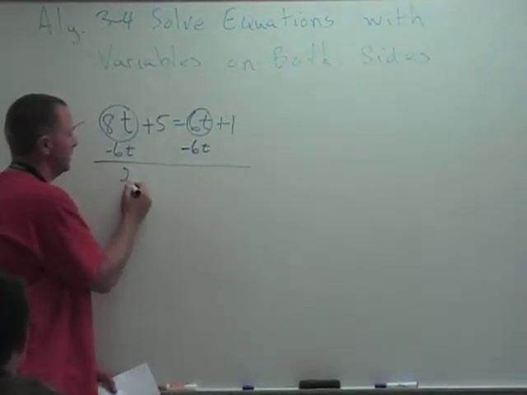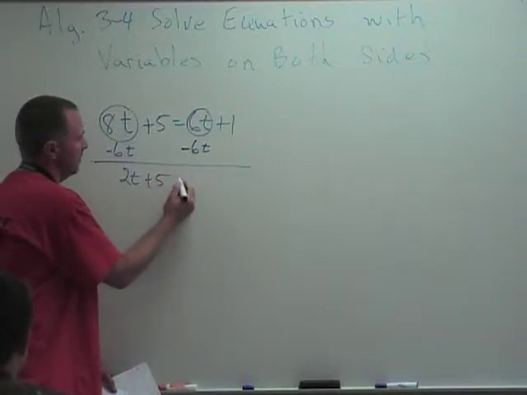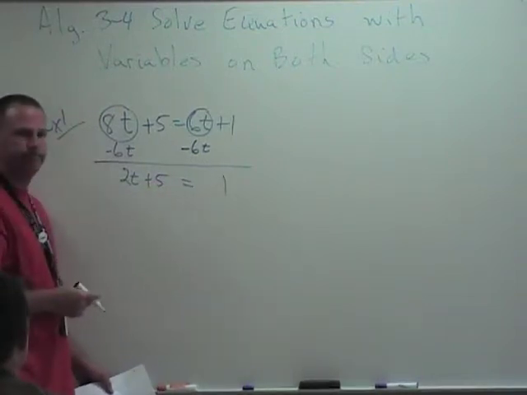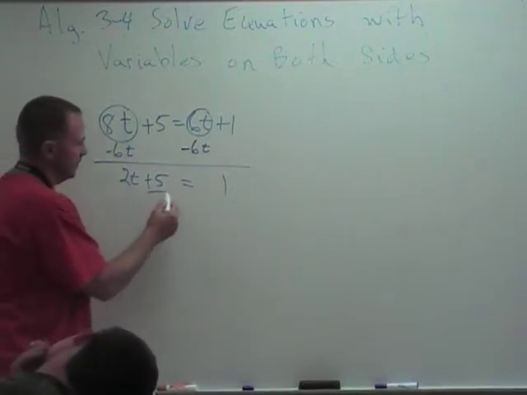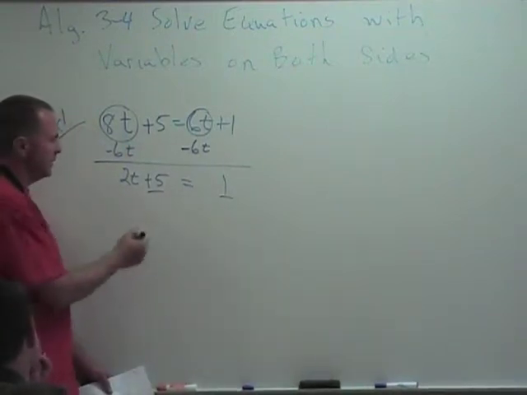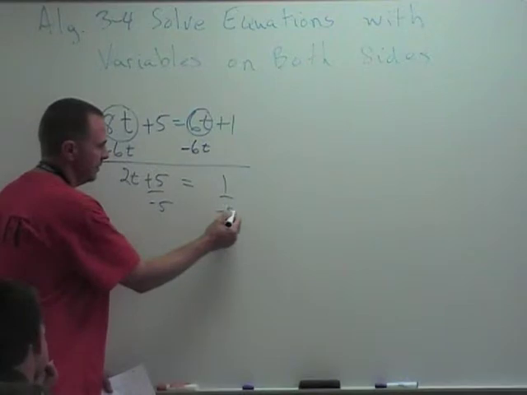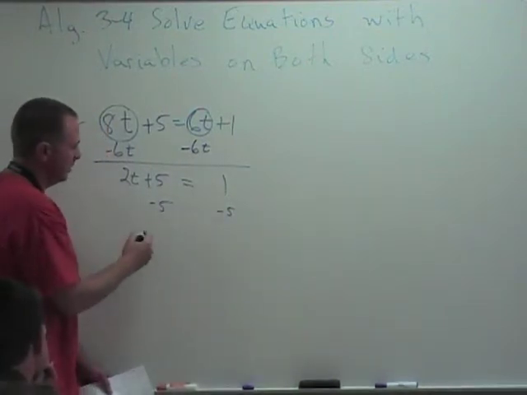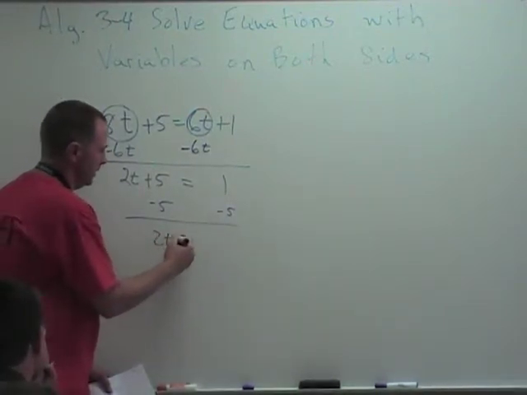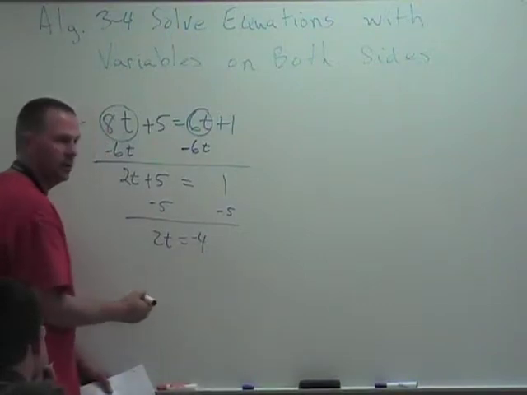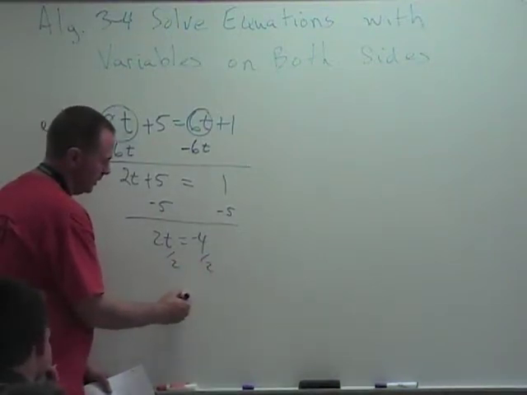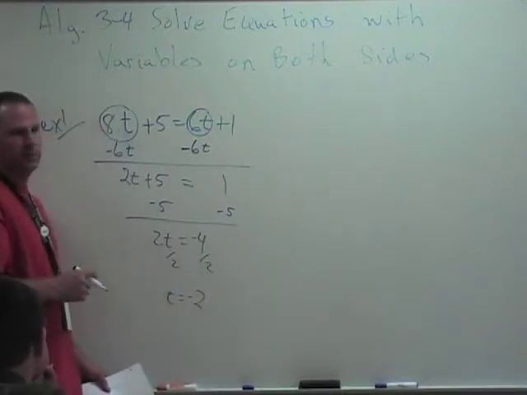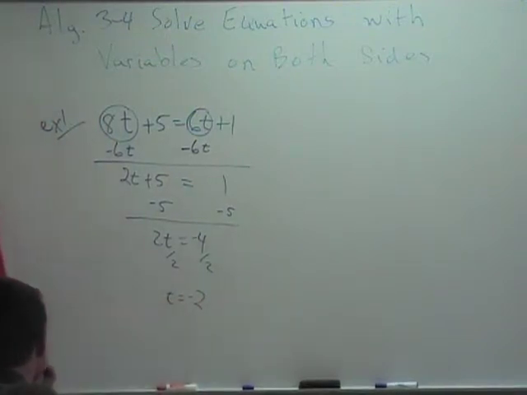So that gives me 2t plus 5 equals 1. Now I have a two-step equation. These two terms have to get together. I'm going to subtract the 5. 2t equals -4. Step 3, divide by 2. So t equals -2. Do you understand? Yes. Okay, solving stuff should already be second nature to you by now.